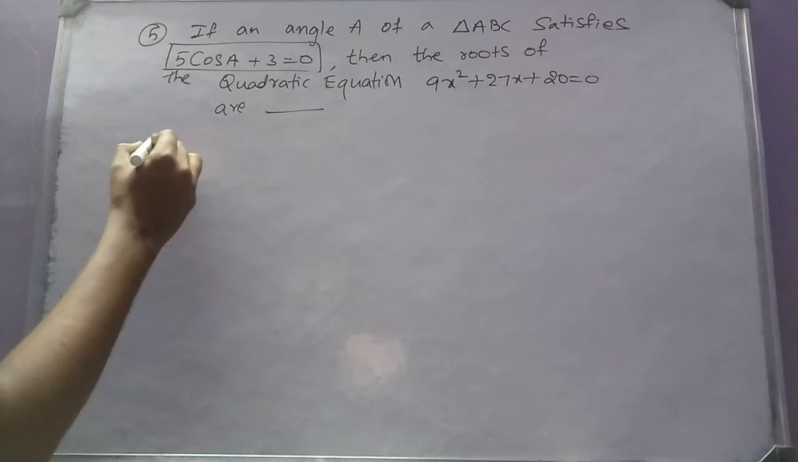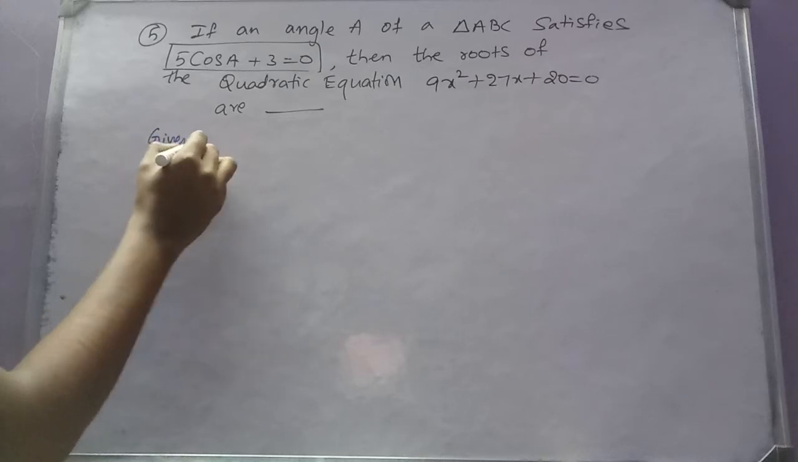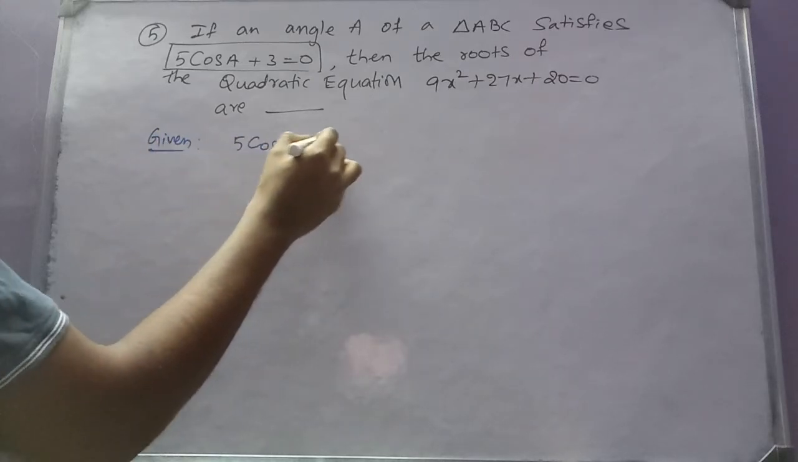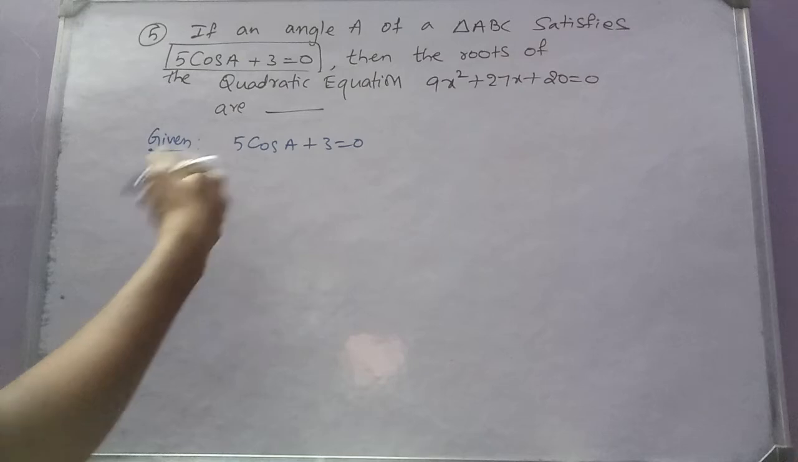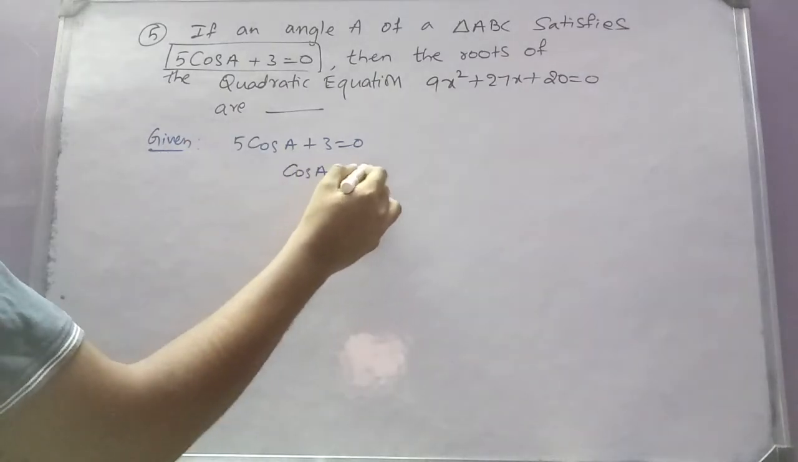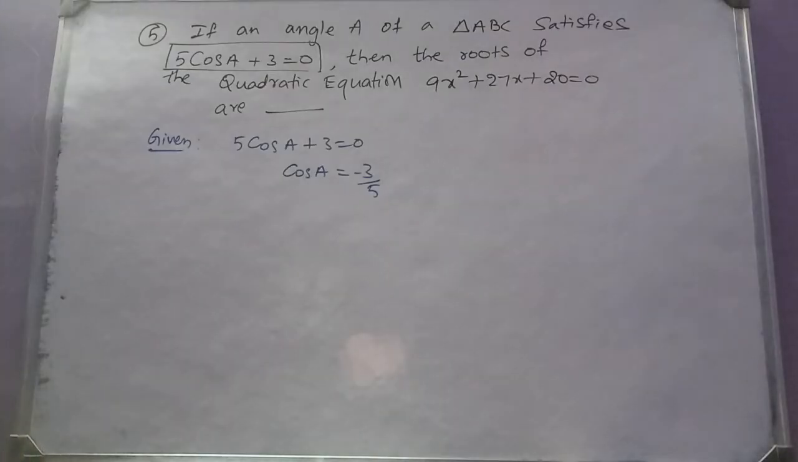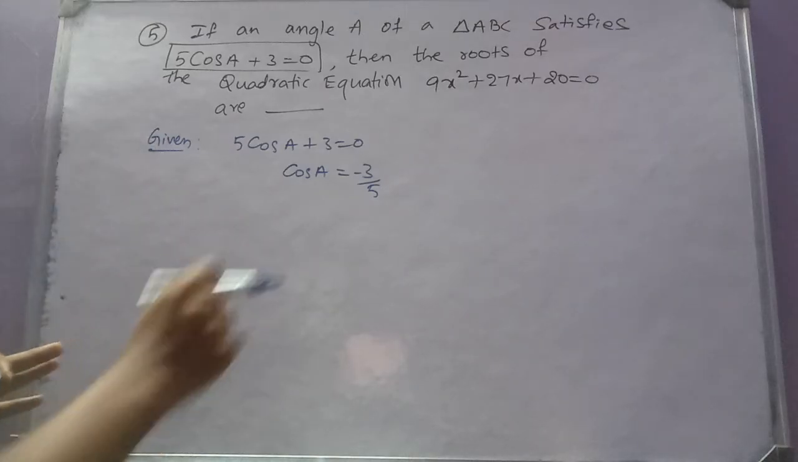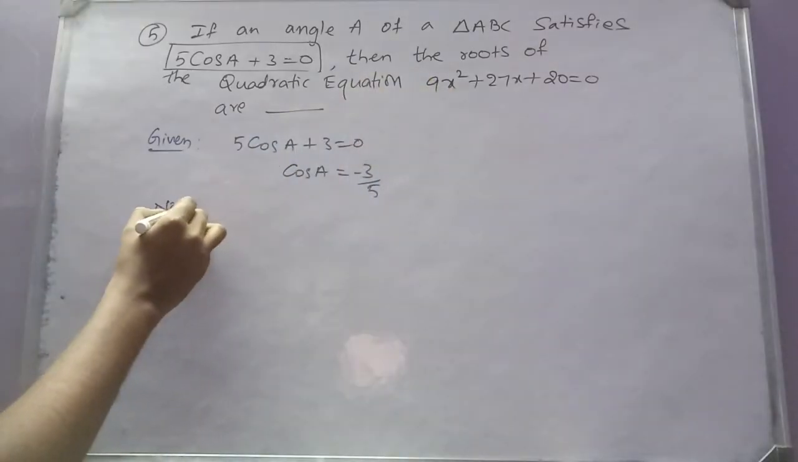cos A, what is it? They have given that 5 cos A plus 3 equal to 0. What is cos A from this? Minus 3 by 5, right? Cos A is equal to minus 3 by 5. Remember this. Let us go to the quadratic equation now.